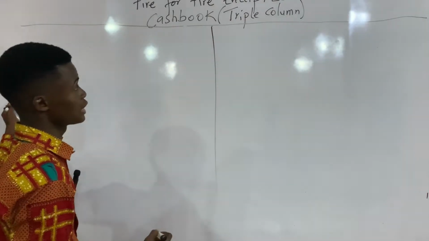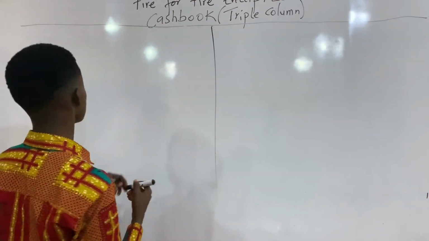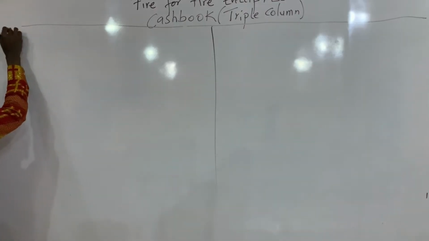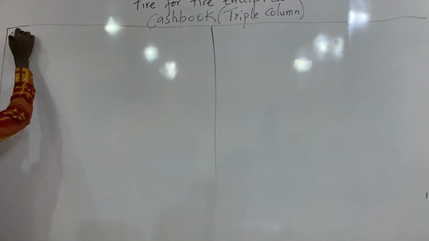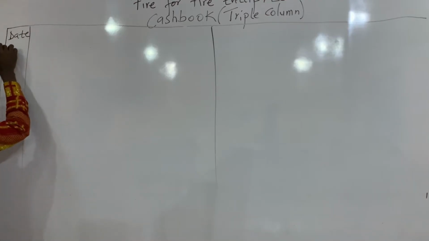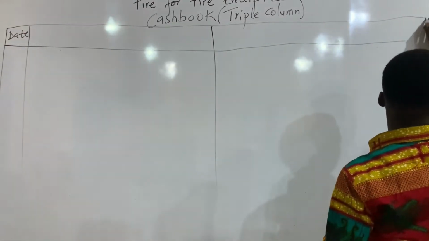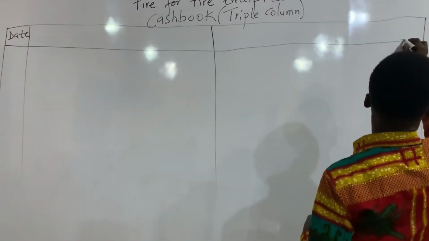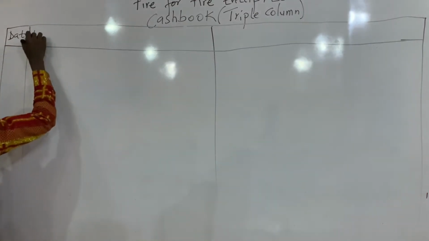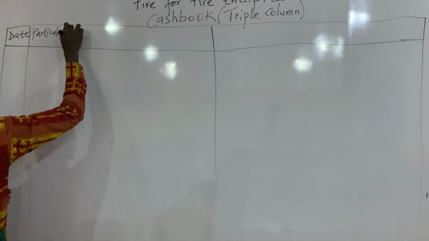This side is our debit side or the receipt side, and this side is the credit side or the payment side. So on each side we have date column. So let's create our date column on the debit side or the receipt side. So this is our date column, then we will neatly underline it. So this is our date column on the debit side. Right after the date column is the particulars. But as said earlier, the date column tells when the transaction took place.